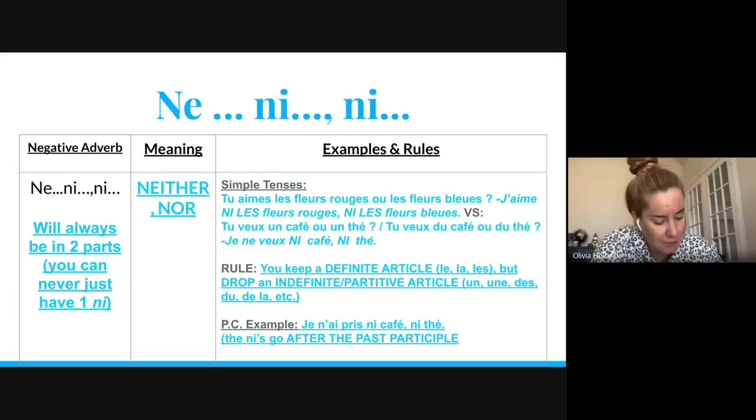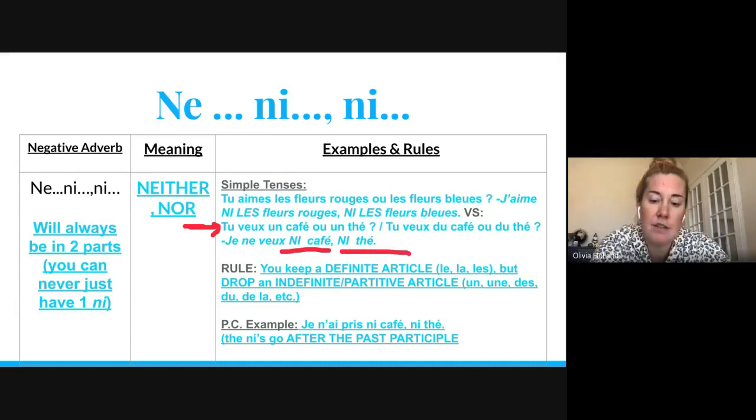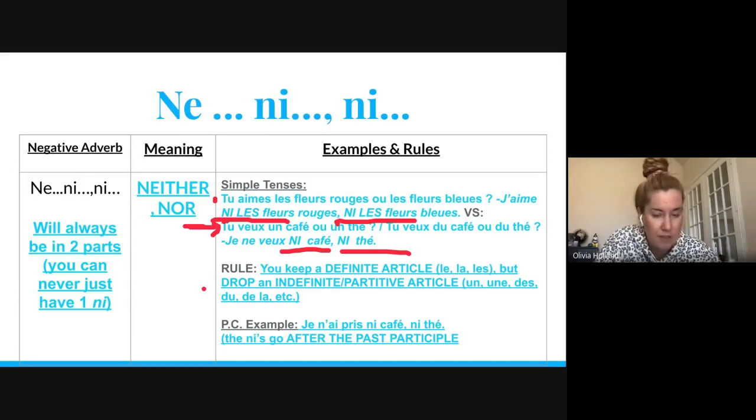Okay. But look at the second example, the one that's right here. This is the one that is the crazy rule. So look at this example. This says, tu veux un café ou un thé? Okay, or you could also say, tu veux du café ou du thé? And the answer is, je ne veux ni café ni thé. So the question is, well, what changes? Well, I didn't have any animation here. So here's the rule. If you notice in the first example about the flowers, the answer just says ni les fleurs rouges, ni les fleurs bleues. But the second one, it just says ni café, ni thé. We dropped the un or the du.